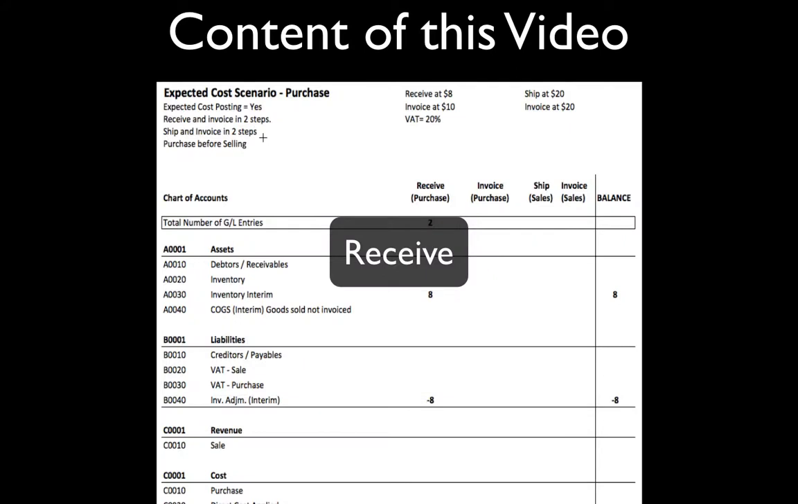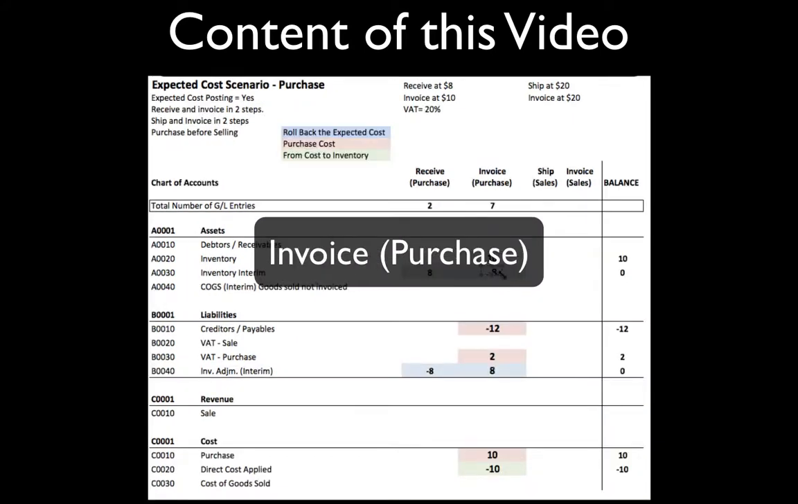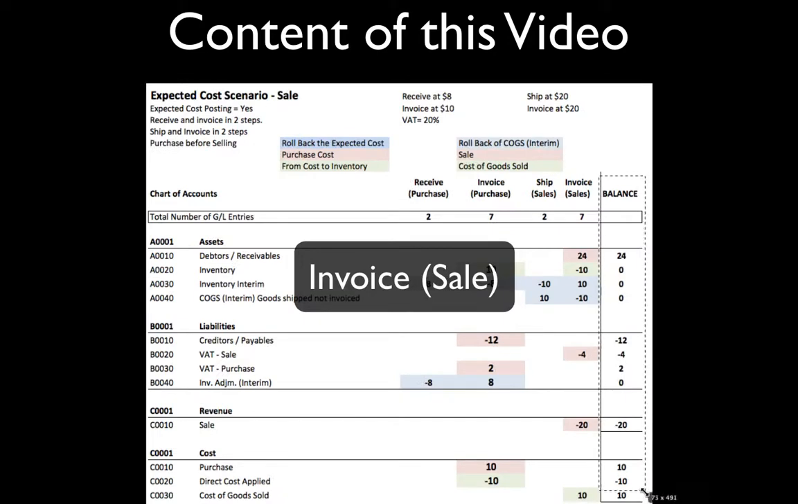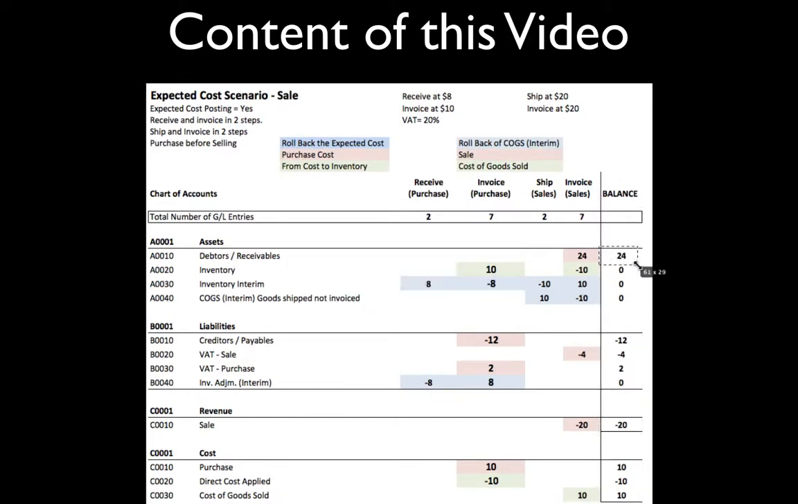But first I'm going to go over all the postings on a number of slides. The two for purchase will be a receiving slide and then an invoicing slide. And then on the sales side, I'm going to use a shipping slide and an invoice slide. And this should give you a complete understanding of the accounting and bookkeeping side and the reasons why Navision posts as it does.